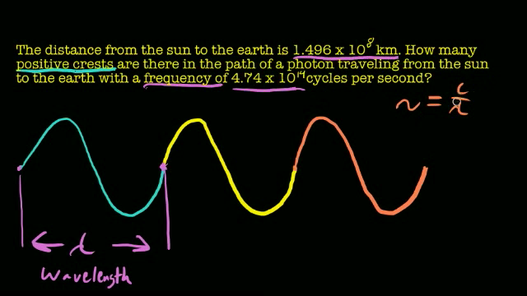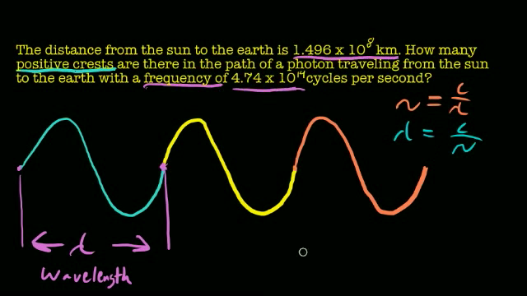So hopefully you can see that based on us knowing what nu is, based on us knowing the frequency, we can figure out what the wavelength is. So if we wanted to figure out our wavelength lambda, what would lambda be? Well, lambda would just be c divided by nu. That's what lambda would be. So let's actually set that up.